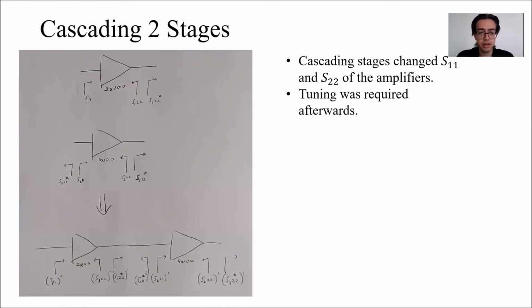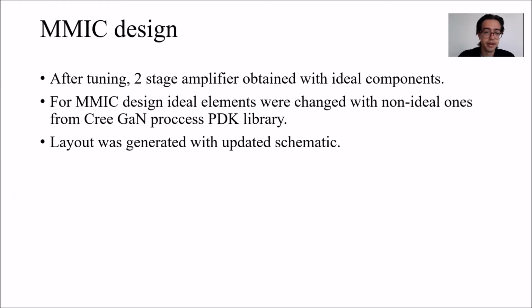Afterwards, I simply cascaded the two stages, but this process changed both amplifiers' S11 and S22. Then the component values needed to be tuned. After tuning, the two-stage amplifier is obtained with ideal components. For the MMIC design, ideal components need to be changed with non-ideal ones, which can be found in the Cree GaN process PDK library.